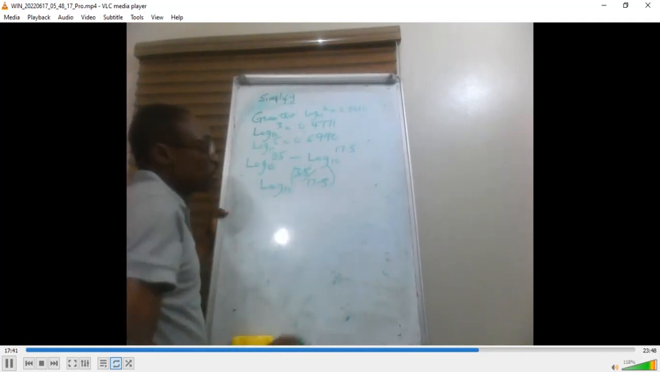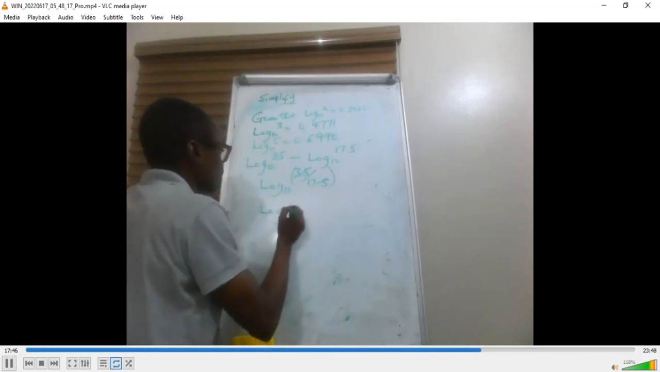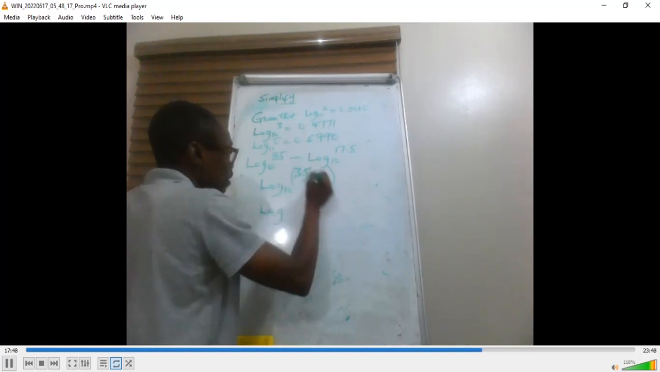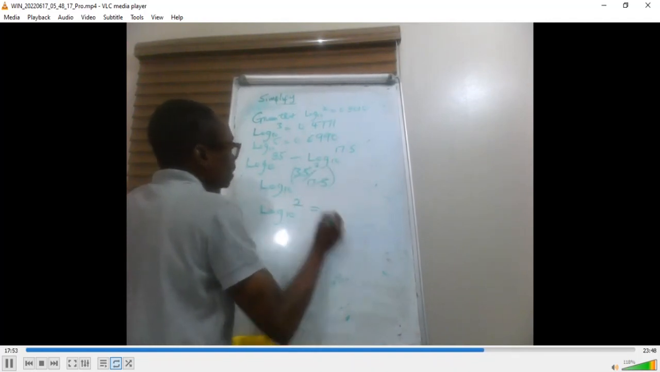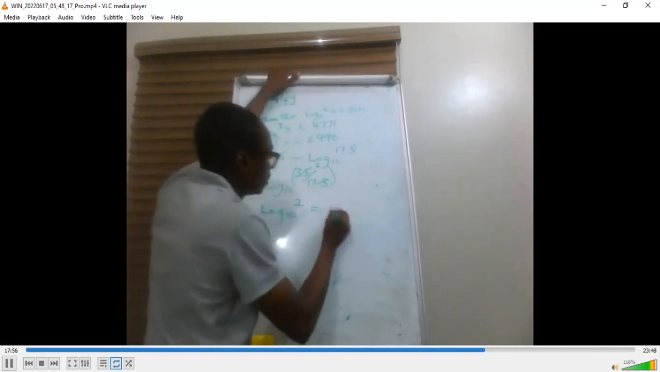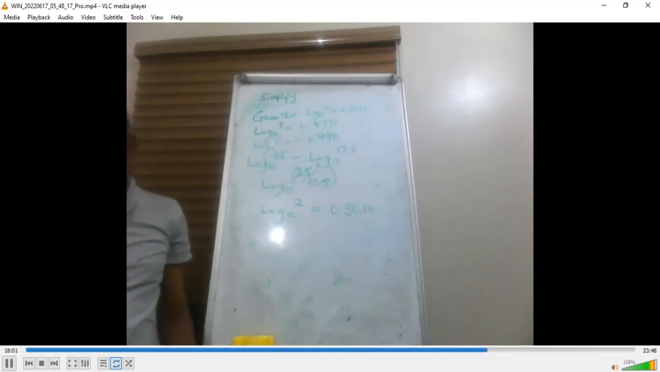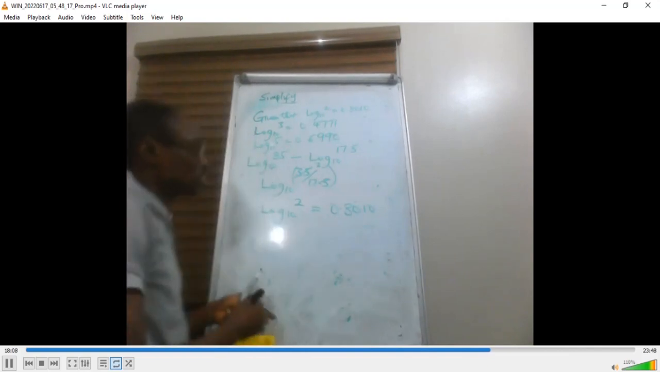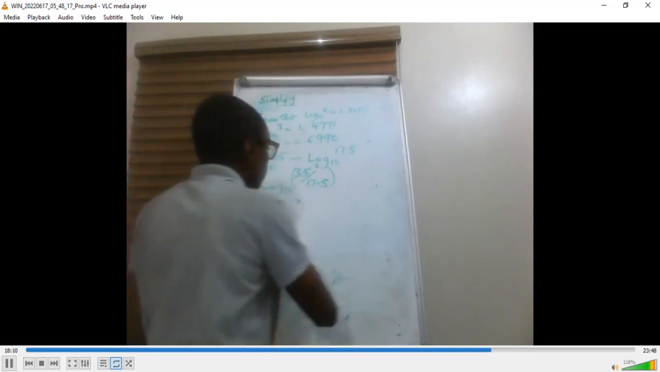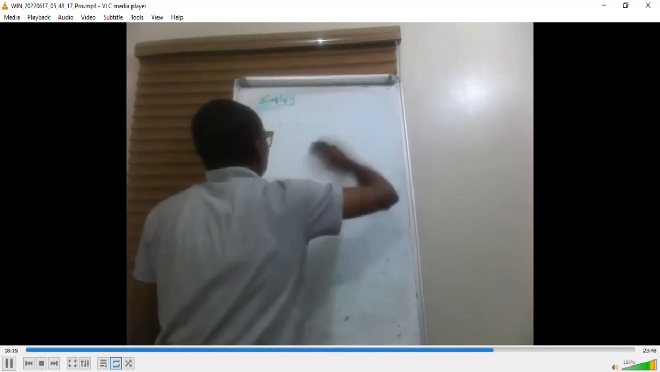35 divided by 17.5 is 2. So this divided by this gives you 2. So this is log 2 base 10, which is equal to 0.30110. Okay, so this is the solution here. So another one, quickly another one.